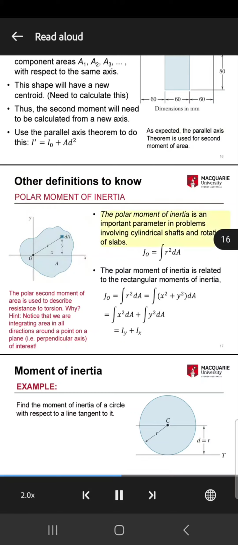The polar moment of inertia is an important parameter in problems involving circular shafts and rotations of slabs. The polar moment of inertia is related to the rectangular moment of inertia. The polar second moment of area is used to describe resistance to torsion. Hint: notice that we are integrating area in all directions around a point on the plane, perpendicular to the axis of interest. Moment of inertia.